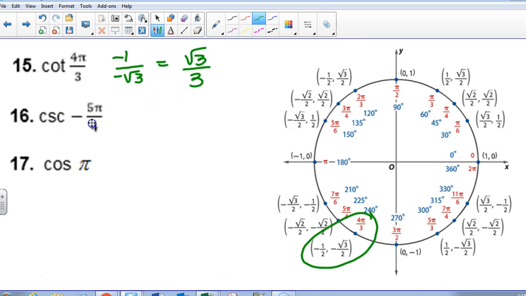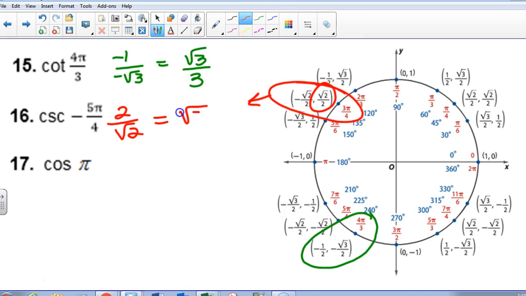Cosecant at negative 5, shh, guys. 5 pi over 4 is 225 this way, we're going this way, so it's got to go all the way to here. Cosecant is the flip of which one? Sine, so it's positive. But what did we just memorize a minute ago? When you flip that over, you just get square root of 2.